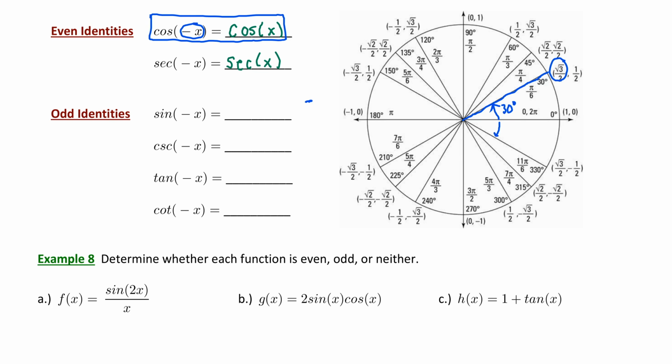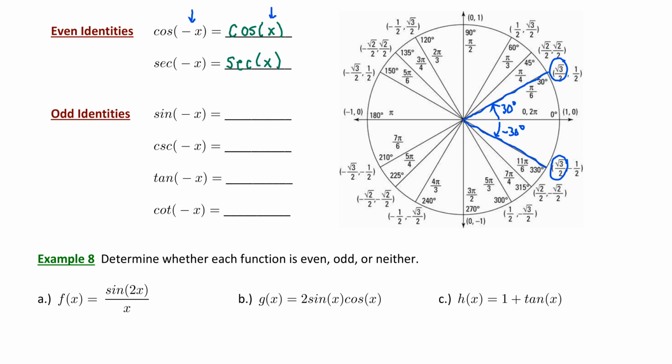If I rotate in the negative direction, notice that cosine of negative 30 gives me the same cosine. So regardless of the sign of the argument, either positive or negative, the value of cosine will be the same. Therefore, cosine is even.